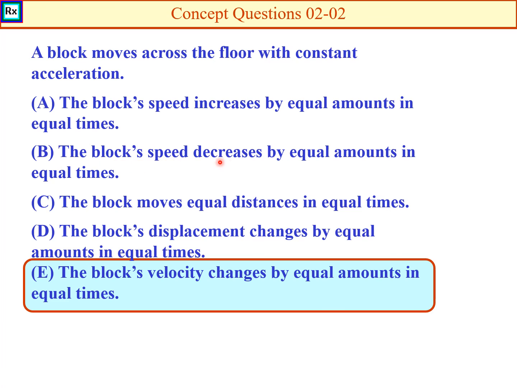B says the block's speed decreases by equal amounts in equal times. The reason we don't say that is because constant acceleration refers to velocity. So the same thing here, the speed, where we have to talk about the direction as well. Acceleration talks about direction, so we have to include the velocity with the direction.